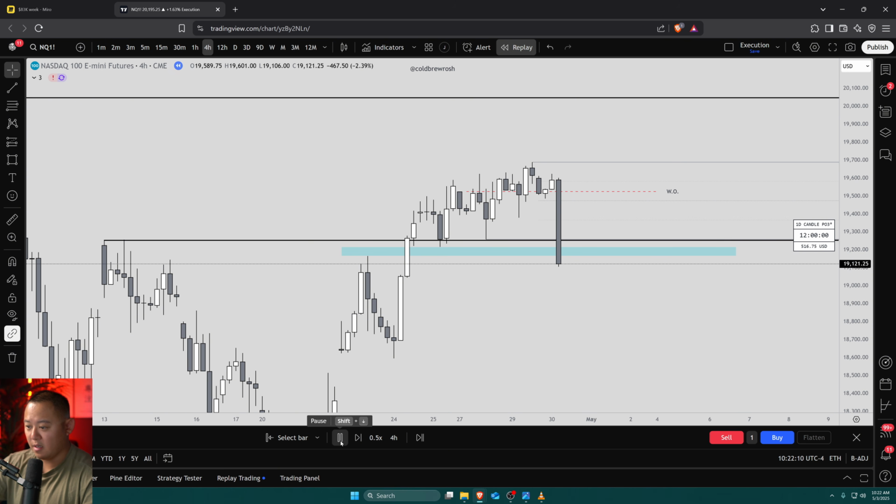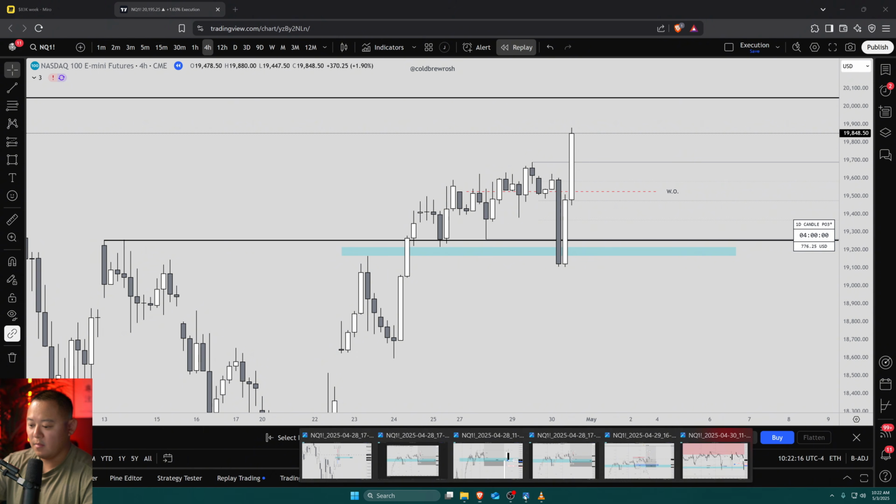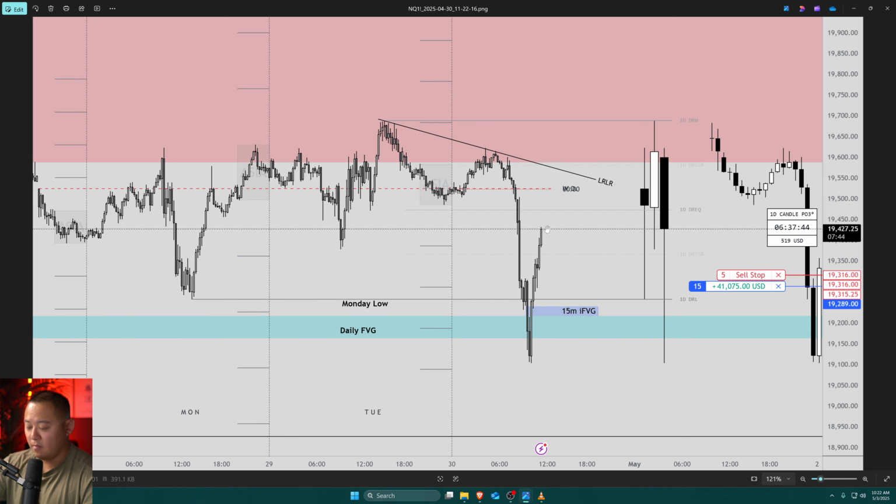And you guys can see here on the next 4-hour candle, we get a very strong rejection. And that's basically the trade that I was in. So as we traded lower down in that daily fair value gap, look how many standard deviations we trade lower from the Asian range.